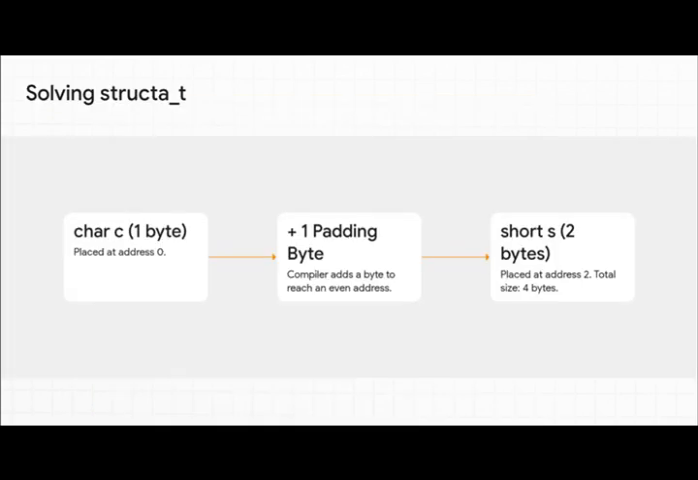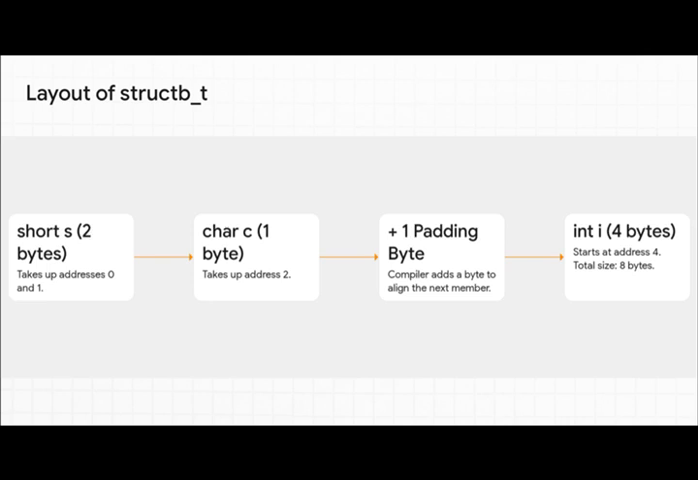So, let's go back and solve our original case. Remember struct A? First, the compiler places the char at address 0. It takes up 1 byte. But wait, the next member, the short, needs to start on an even address, a multiple of 2. To make that happen, the compiler slips in 1 byte of padding. Now, the short can start at address 2. So we've got 1 byte for the char, 1 byte of padding, and 2 bytes for the short. And boom, total 4 bytes. Case closed.